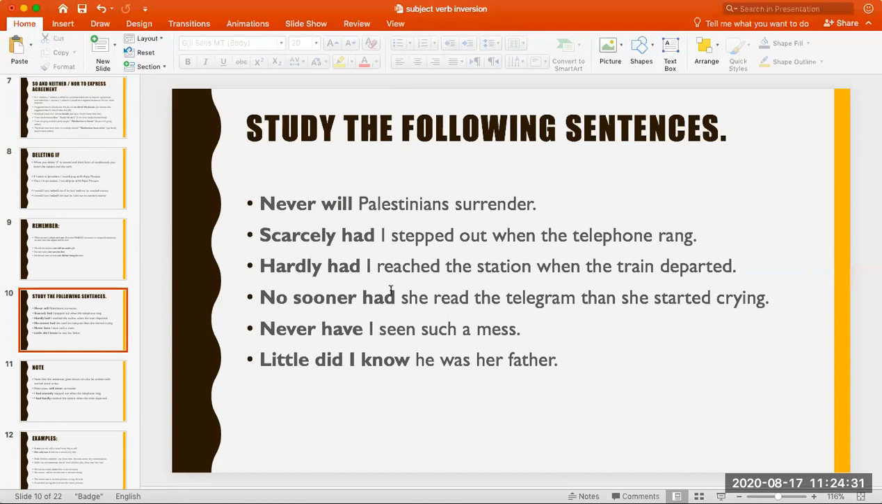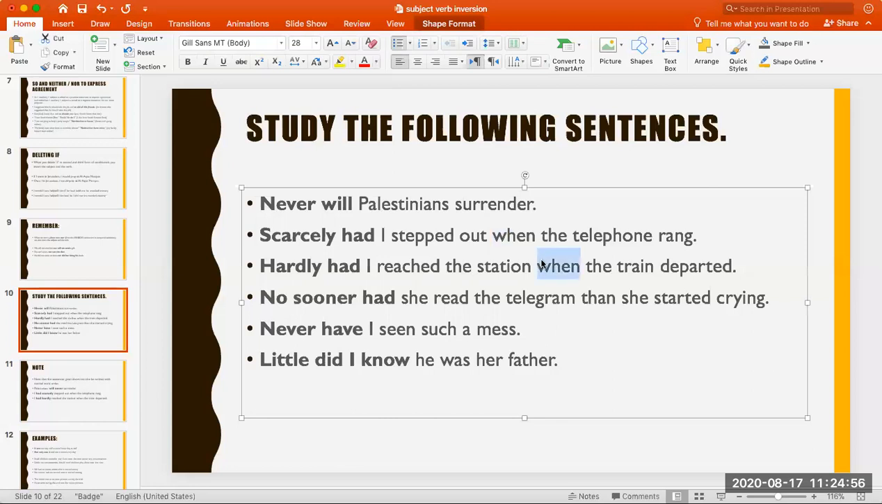Okay. Never will Palestinians surrender. Originally, the sentence is "Palestinians will never surrender." Scarcely had I stepped out when the telephone rang. Hardly had I reached the station when the train departed. With scarcely and hardly we use "when" in the second part, but with "no sooner" we use "than." No sooner had she read the telegram than she started crying.